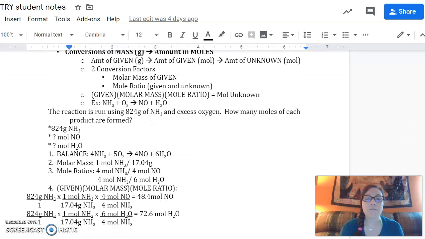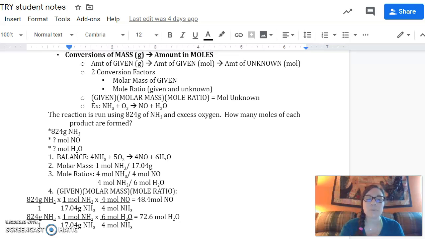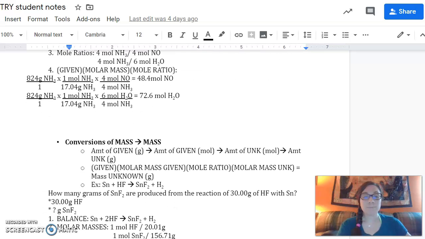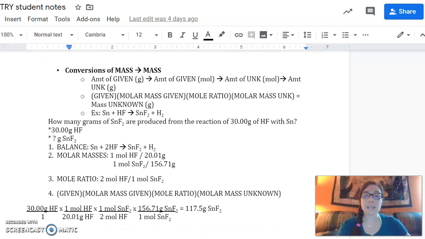Okay, and here we have just sort of the opposite setup. We're starting with mass and we're asked to find moles of something else. So you start with the mass that you're given, and then you convert grams to moles using a molar mass and then a mole ratio from your balanced equation to convert that into moles of something else. Anytime you're converting into something else, you're going to be using that mole ratio step. Anytime you're converting grams to moles or moles to grams, you're using that molar mass from the periodic table.